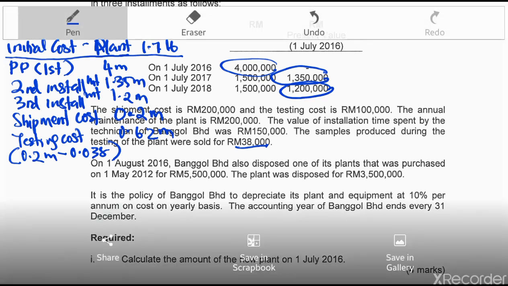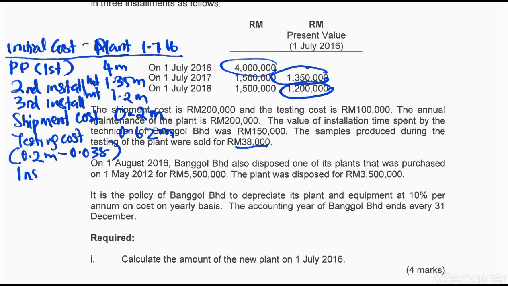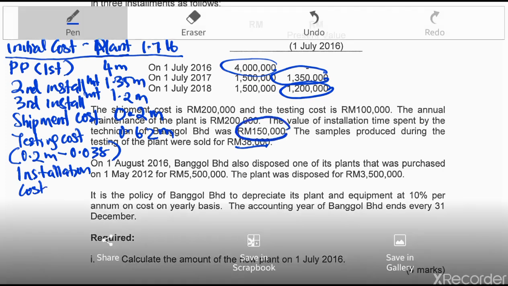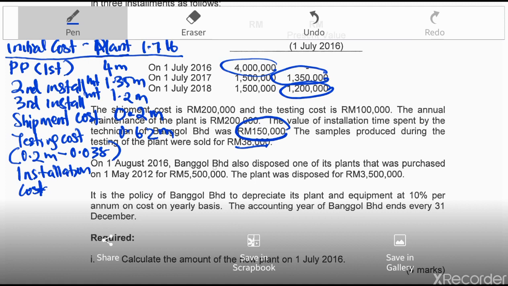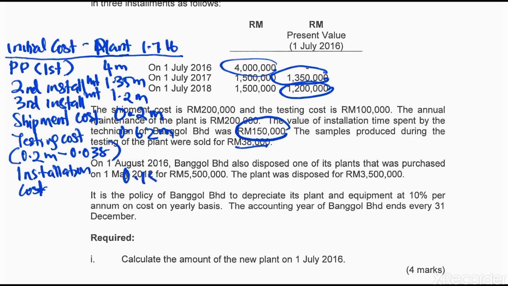If you have another one, which is the installation cost. Okay, sorry. This installation cost, 150,000, is part of the initial cost. Actually, I hope that you notice that maybe I wrongly mentioned just now. But initially, this is part of the cost. And that was 0.15 million.